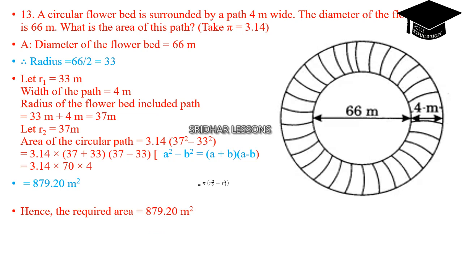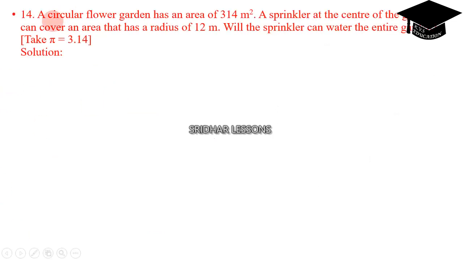Observe this diagram carefully. Question number 14. A circular flower garden has an area of 314 meters square. A sprinkler at the center of the garden can cover an area that has a radius of 12 meters. Now the question is, can the sprinkler water the entire garden? We will see.